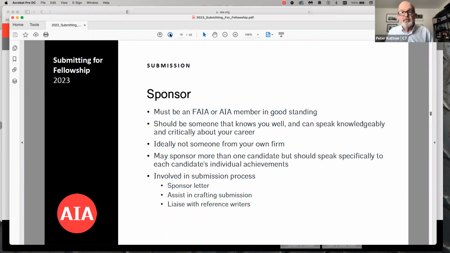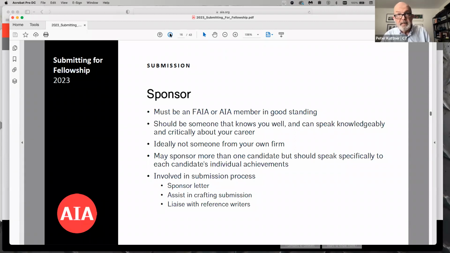So the sponsor is a really big deal, and one of the first things you do. They should be an FAIA or an AIA member in good standing. It's good for them to be able to attest to knowing you over a long part of your career and multiple parts of your career. So if you're teaching and practicing both, it'd be good if they knew a little of both. If you've worked with government agencies and also in private practice, in housing or something, it'd be good if they knew how you worked from both sides of the table. So it's good to have them know you.